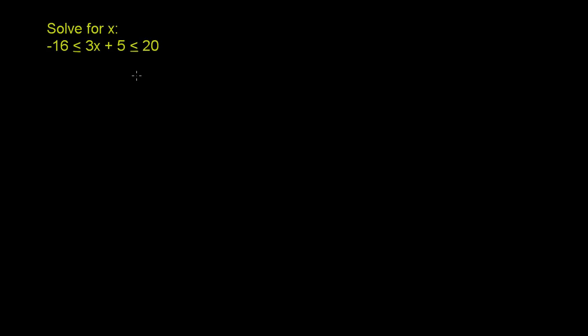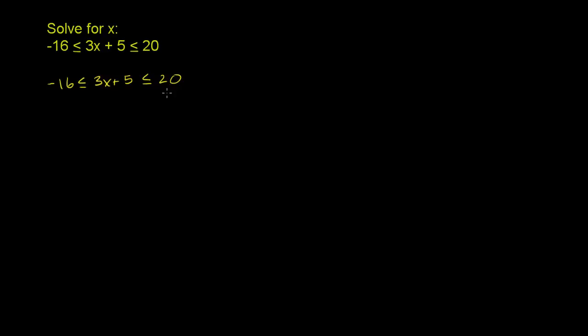And really, there's two ways to approach it, which are really the same way. And I'll do both of them, and I'll actually do both of them simultaneously. So one is to just solve this compound inequality all at once. And I'll just rewrite it. Negative 16 is less than or equal to 3x plus 5, which is less than or equal to 20.